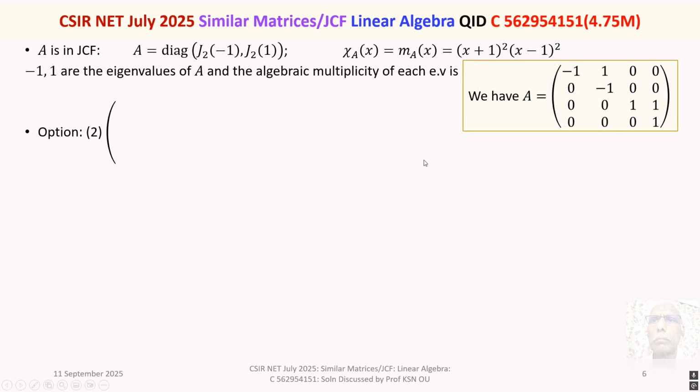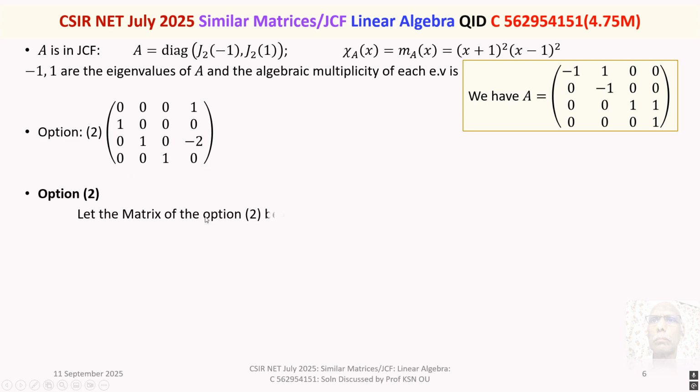Right. That is A, and the information related to A is jotted down here. We go to option 2. This is the matrix, and we discuss option 2 here. Let the matrix of the option 2 be C. This you say C. Right. Because in option 1, the matrix we said B afterwards. So let the matrix of the option 2 be C.